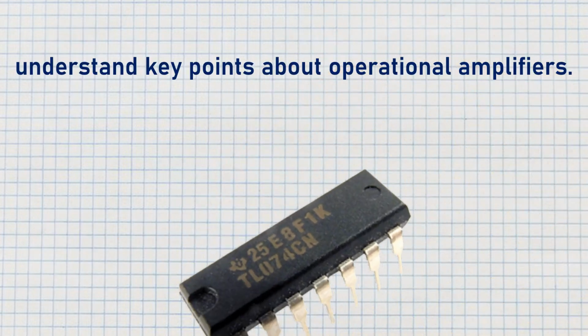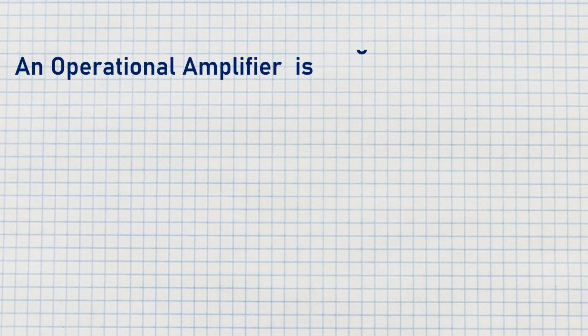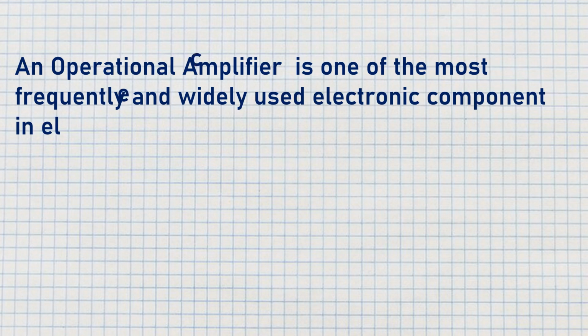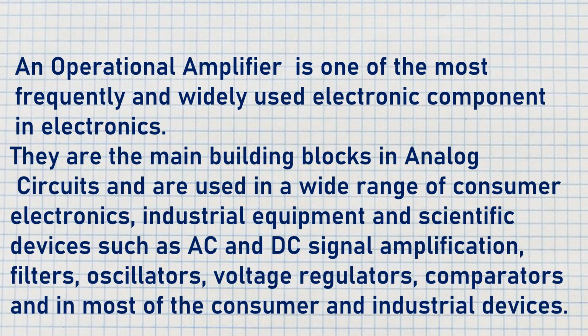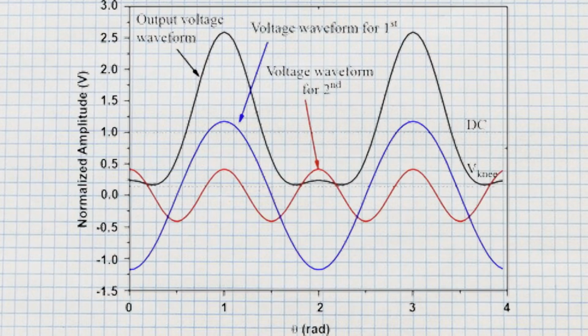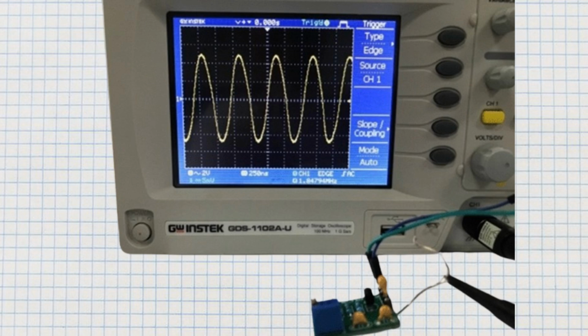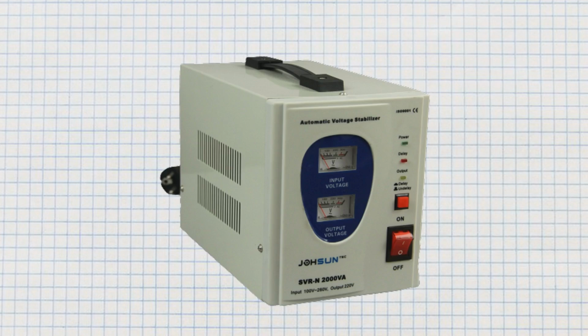An operational amplifier is one of the most frequently and widely used electronic components in electronics. They are the main building blocks in analog circuits and are used in a wide range of consumer electronics, industrial equipment and scientific devices such as AC and DC signal amplification, filters, oscillators, voltage regulators, comparators, and in most of the consumer and industrial devices.